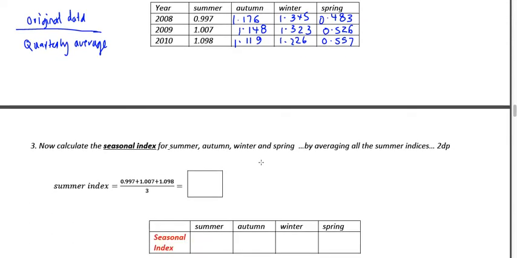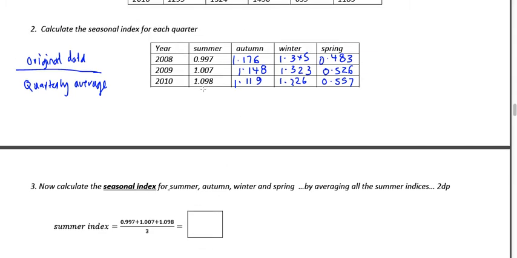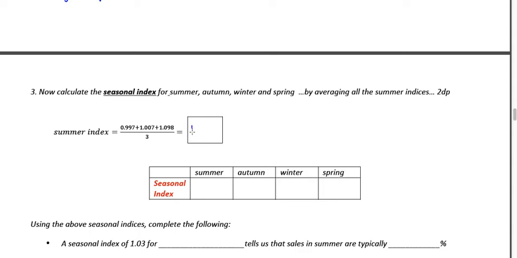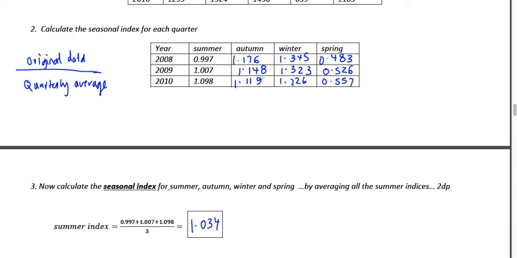What we need to do to get our final seasonal index is we need to average these. So to get summer, to get this one here, if you have a look, those 3 values divided by 3. So 0.997, there it is there, plus 1.007 plus 1.098. Add them together and then divide by 3. And we're going to get a final seasonal index for summer. Do the same for autumn, winter, and spring. So add these 3 for autumn together, divide by 3. Do the same for winter and for spring.